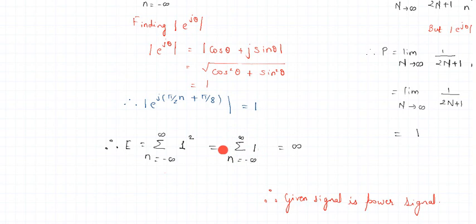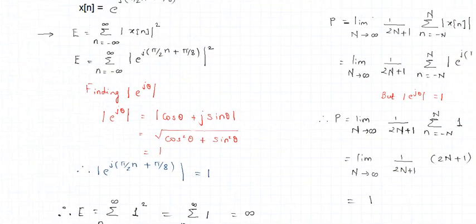What is the meaning of this particular summation? The summation means it's an addition. You're adding 1 how many times? You're adding 1 from minus infinity to plus infinity times. So 1 plus 1 plus 1, infinity times, is nothing but infinity. So the energy value of the given signal is infinite. We understand here that the energy of the given signal is infinite.